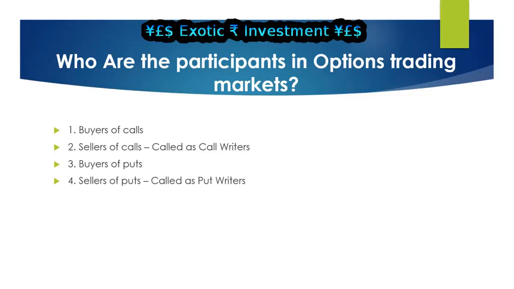So we can say there are four types of participants in options market. They are the buyers of calls, sellers of calls. Sellers of calls are also called as call writers, and buyers of puts and sellers of puts also called as put writers. So let's jump into the next topic, because this is almost self-explanatory.